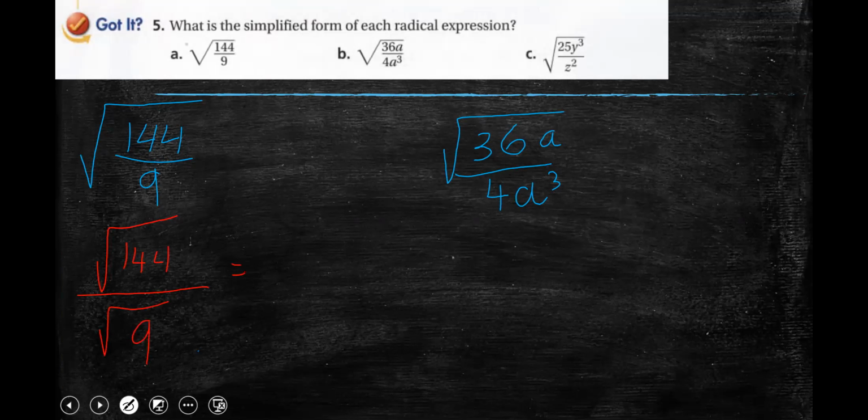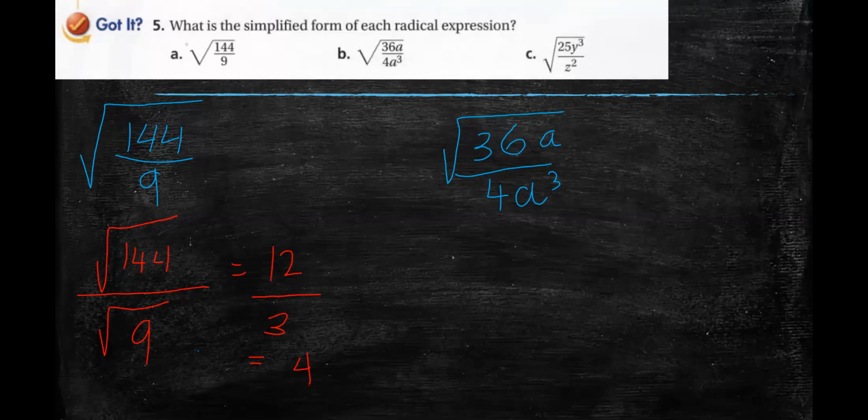What is the square root of 144? 12. And the square root of 9? 3. Now, since here the denominator is a perfect square, I will find the perfect square of the numerator. Now 12 over 3 is 4. So the square root of 144 over 9 is 4.